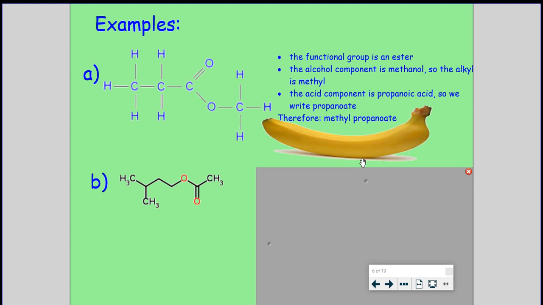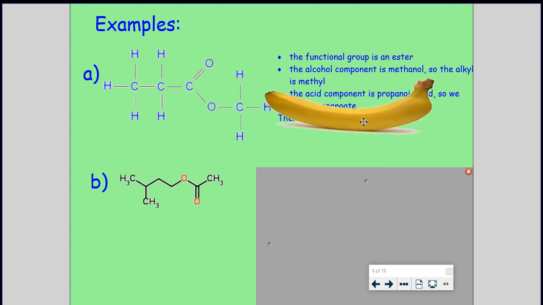So, first example, and I seem to have forgotten to move the banana here, pretend you didn't see that. The reason there is a banana there is that esters are known to have scents.